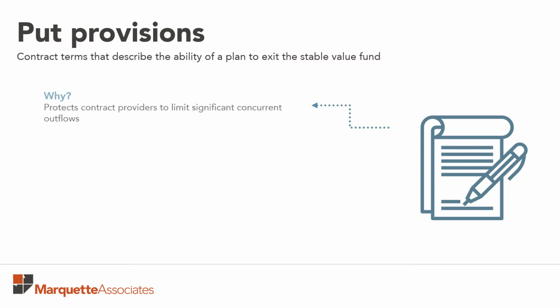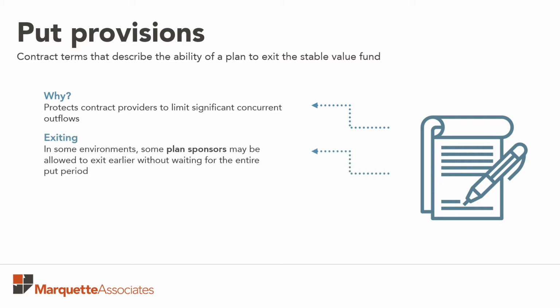Put provisions protect contract providers so they can limit significant losses that could be experienced if a large number of plan sponsors or assets leave at the same time. If they did not limit significant outflows, the NAV could fall below the steady $1 mark.